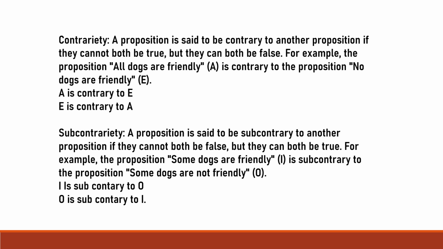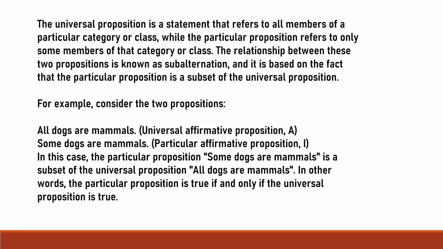Subcontrariety. A proposition is said to be subcontrary to another proposition if they cannot both be false, but they can both be true. For example, the proposition "some dogs are friendly," I, is subcontrary to the proposition "some dogs are not friendly," O. I is subcontrary to O, O is subcontrary to I.